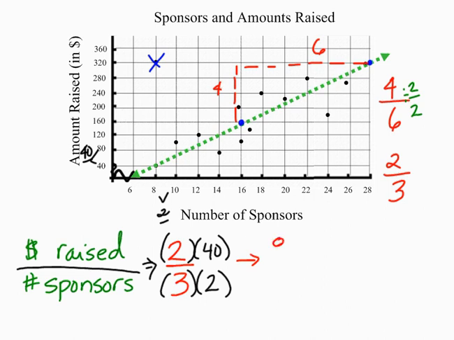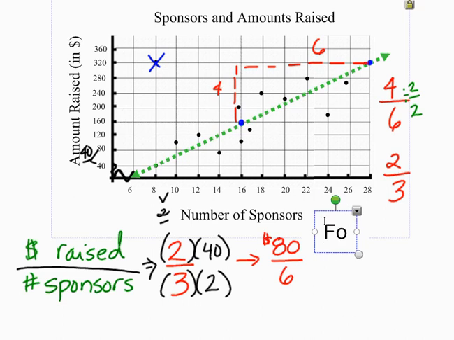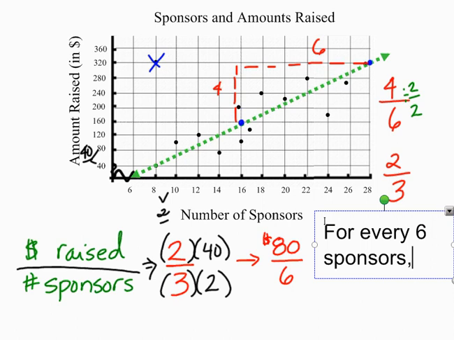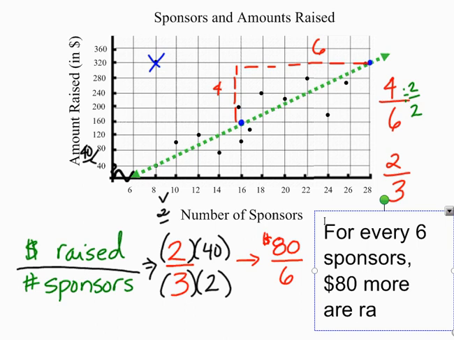2 times 40 is 80, and 3 times 2 is 6. So what this is saying is that for every 6 sponsors that I have, I can raise $80. If we were to write that in words, let me type it in here for us. For every 6 sponsors, $80 more are raised.